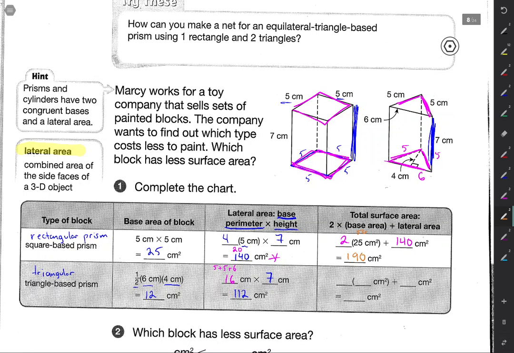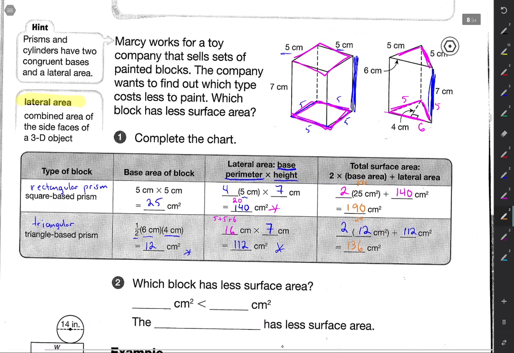So again, let's do the same thing for the triangular prism. We're going to do 2 times the base area, and the base area we got was 12. So 2 times 12. And then we're going to add that lateral area that we had over here, 112. So 2 times 12 is 24, and 24 plus 112 is 136 centimeters squared. So now it's asking which block has less surface area.